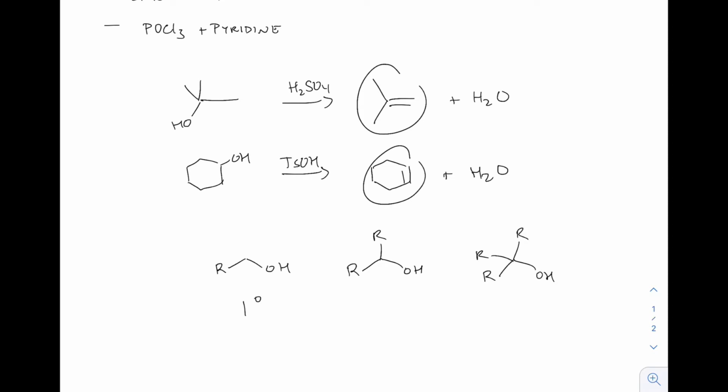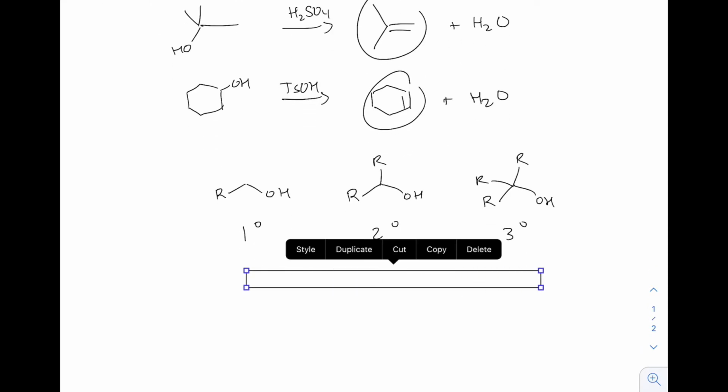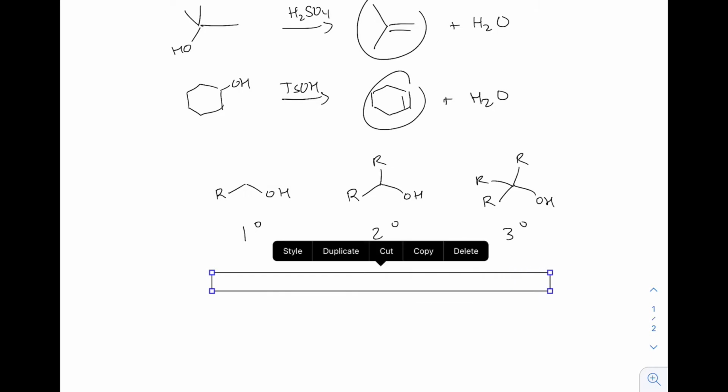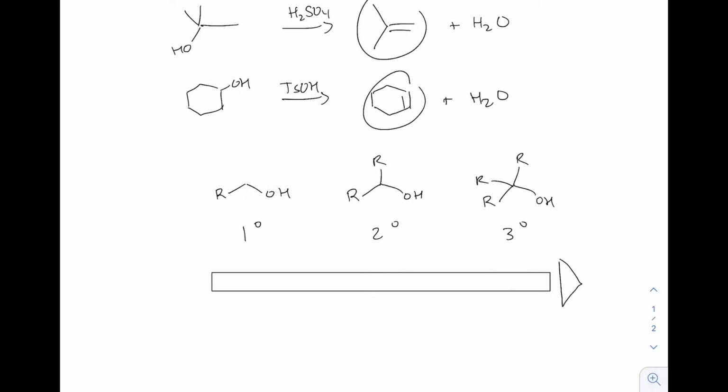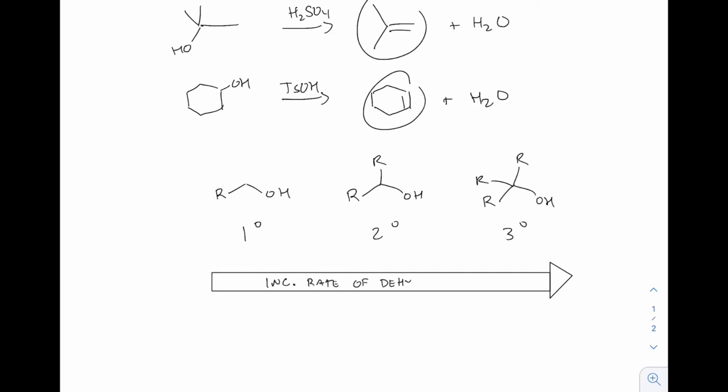And so we want to follow the trend of elimination reactions. That means primary, secondary, tertiary. As we go from left to right, we are increasing in the rate of reactivity for this particular elimination reaction. Let me get my triangles right-ish. So remember, primary, secondary, tertiary, we have an increased rate of dehydration, which is very specific to alcohols.